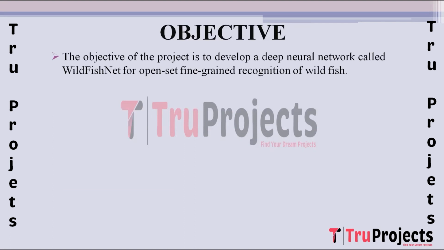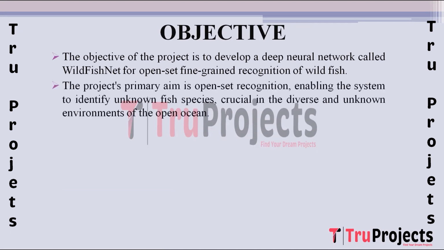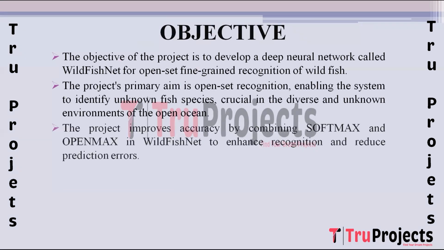Objective. The project aims to create WildFishNet, a deep neural network for precise open-set fine-grained recognition of wild fish species, enhancing the ability to identify unknown fish. The primary goal is open-set recognition, crucial for identifying unknown fish species in the complex and diverse open ocean environments. The project enhances accuracy by integrating softmax and openmax within WildFishNet, reducing prediction errors and improving recognition.